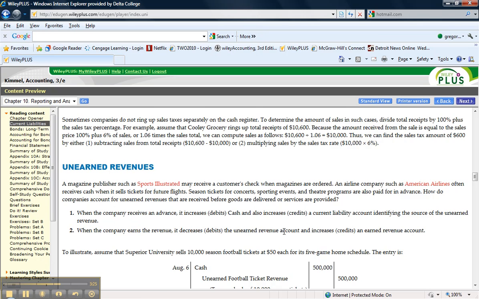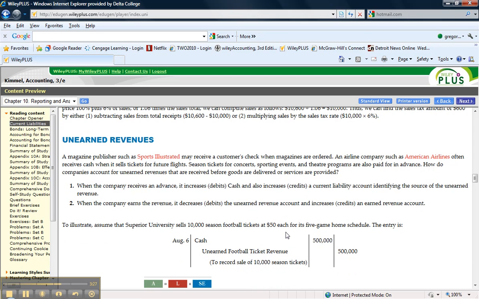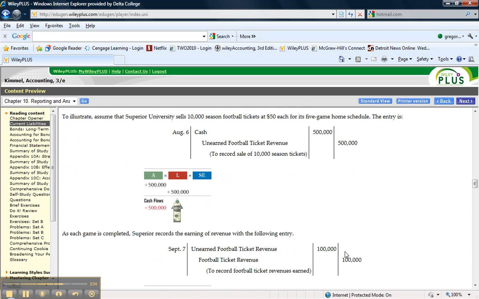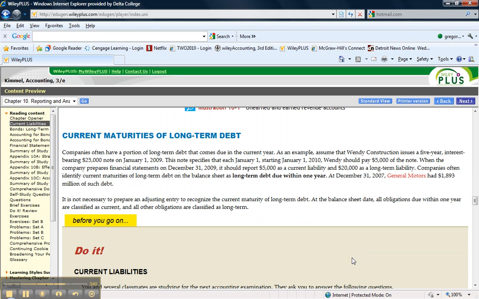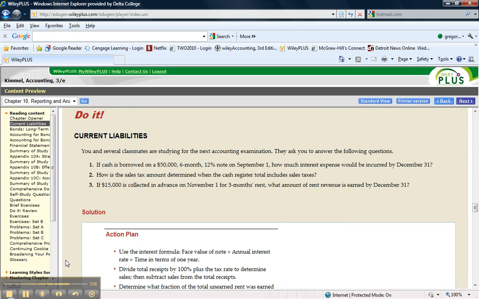Unearned revenues, we've talked about those before. That's when you receive cash in advance of performing your duty for your customer. So you get the cash, you record this unearned revenue liability, and then as time goes by and you earn the revenue, you debit away the liability and you credit revenue. Current maturities of long-term debt. Sometimes you have long-term debt that matures over time, and the piece that is due within a year does need to be recorded as a current liability, and the rest is recorded as a non-current liability. I'll continue in the next video.